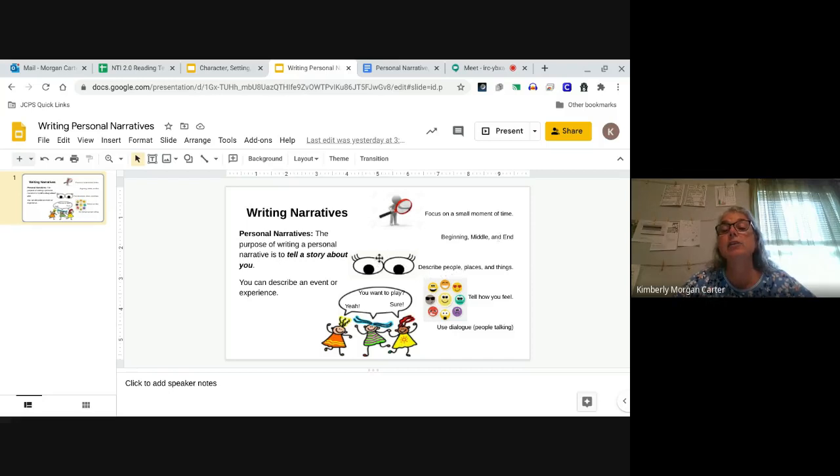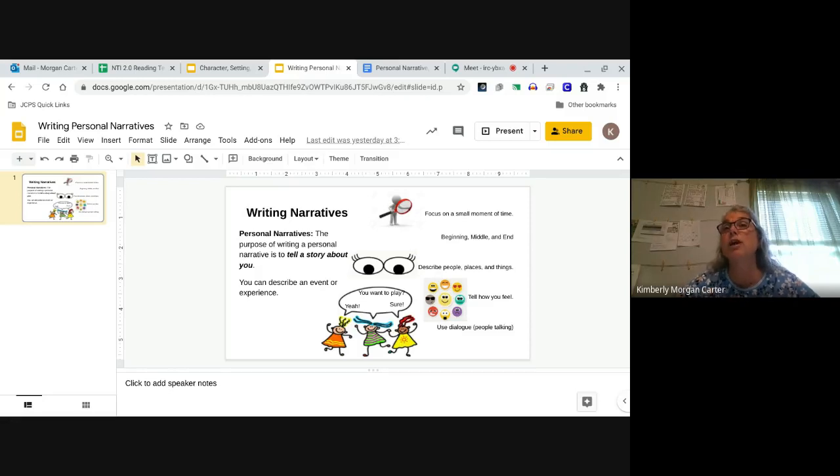So these eyes are to remind you to think about things that you see, you hear, you smell. For example, if I'm talking about my birthday party, I might explain to you the sweet smell of the cake frosting. Can you picture that right now? Oh, it smells so good. My mouth begins to water. So there I'm describing a thing. I'm describing the cake and how it smells.